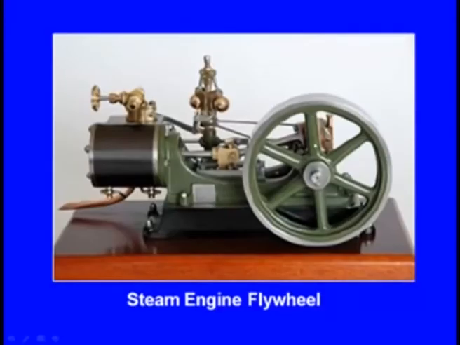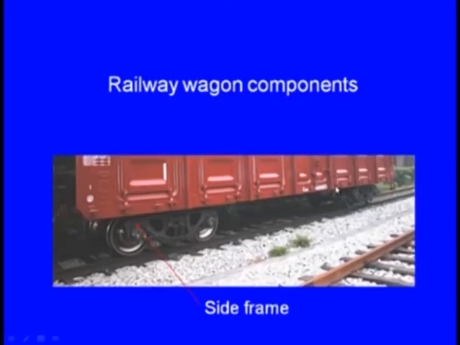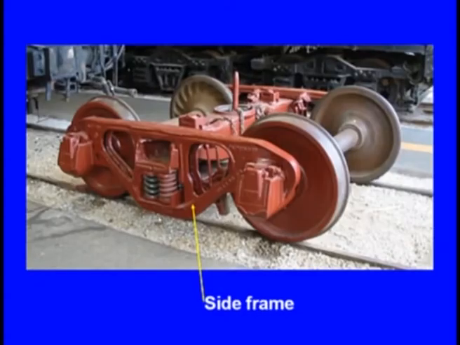Now let us see the locomotive parts. In a locomotive there will be a flywheel like this. This flywheel is manufactured by metal casting. Now you can see this is a goods wagon, and here is one wheel and here is one wheel, and there will be a frame which is supported on these two wheels. This is known as the side frame. This side frame is manufactured by metal casting. You can see this is the side frame. This side frame is manufactured by metal casting.